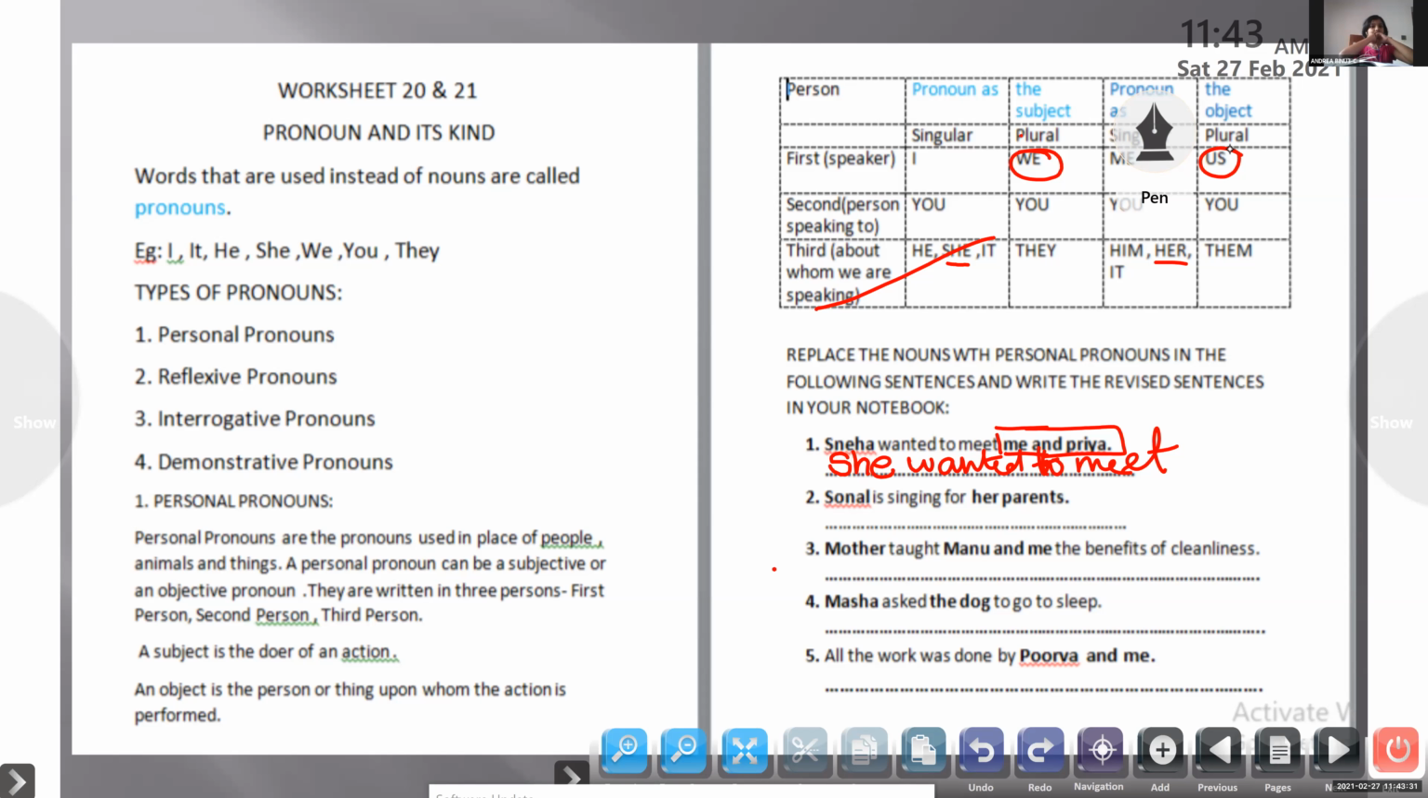Who's that banking there? She wanted to meet. Meet. And Priya, meet us.